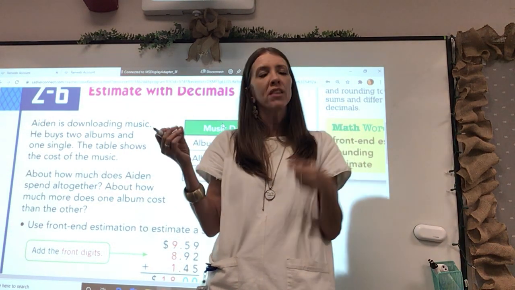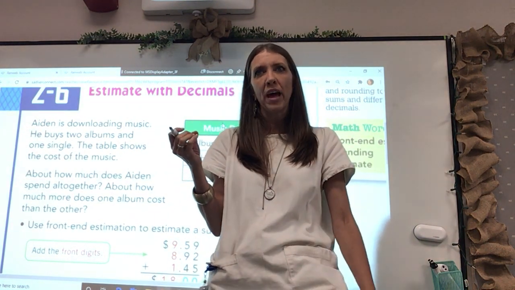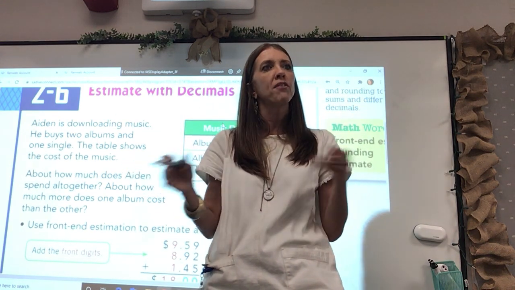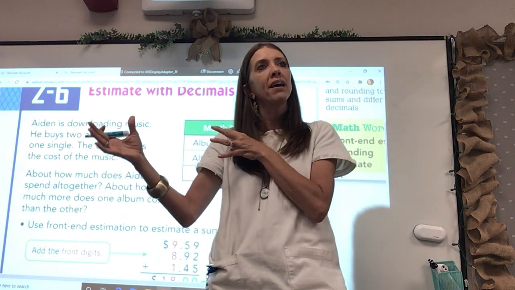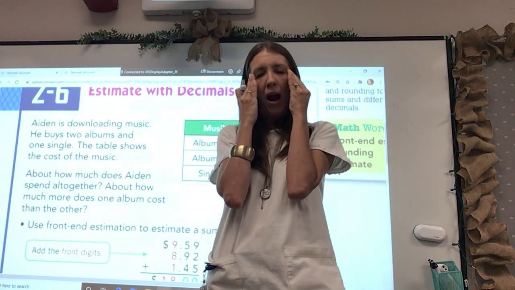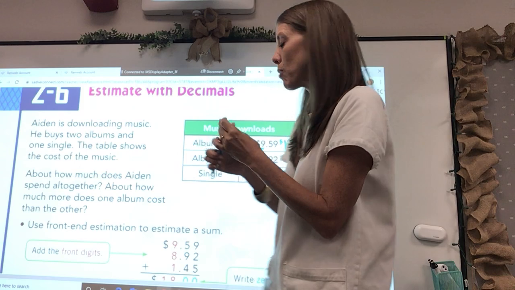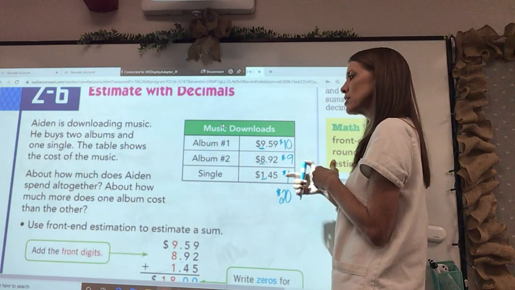Good. There are lots of estimating things that you need to do in life. Whether you're estimating the amount of people at a party and you're just kind of rounding it off, how much you need to buy. There's so many situations in life where I'm estimating, rounding. It's a good skill to have. So it's something that I really want you to know well. Estimating money is one of those.